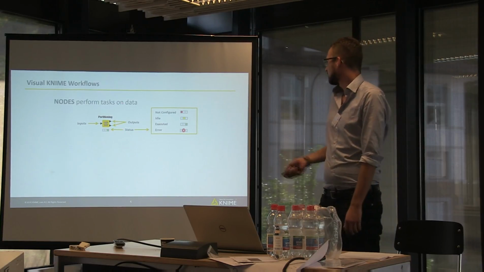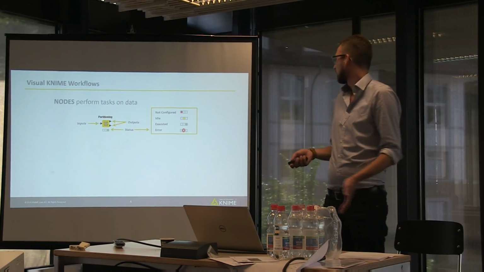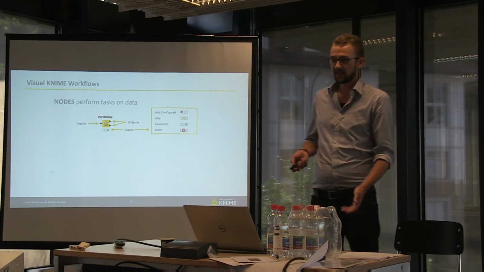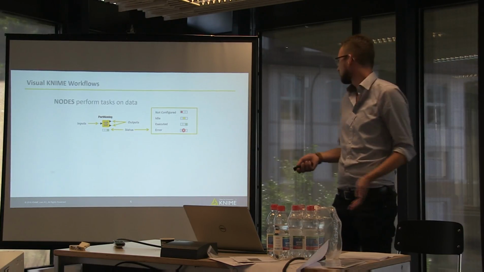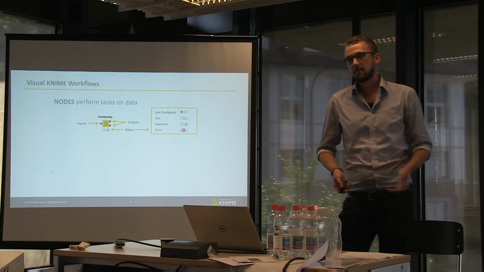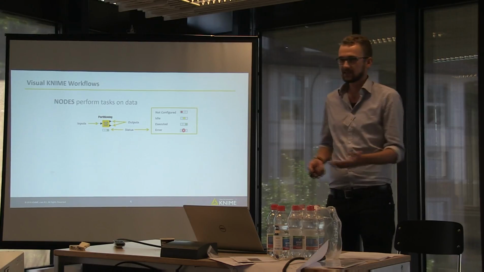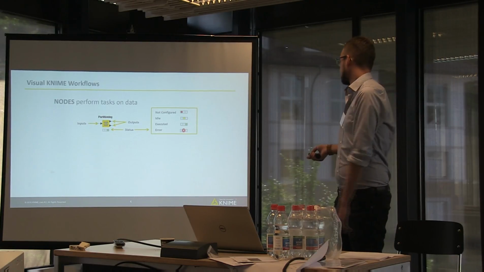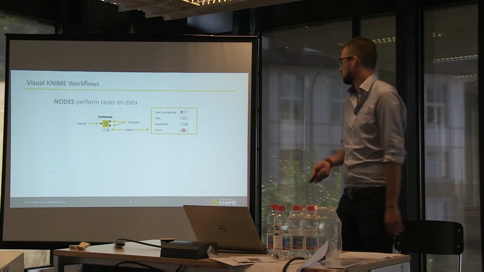And here on the bottom, we have a status display, which shows the status of the node. We have four different statuses. If it's red, it's not configured, and it's waiting for more user input to be executed. If it's yellow, it's idle and ready to be executed. When it's green, it's executed, and you can access the data at the output ports. And if there's this red X, it means that there was an error during execution.